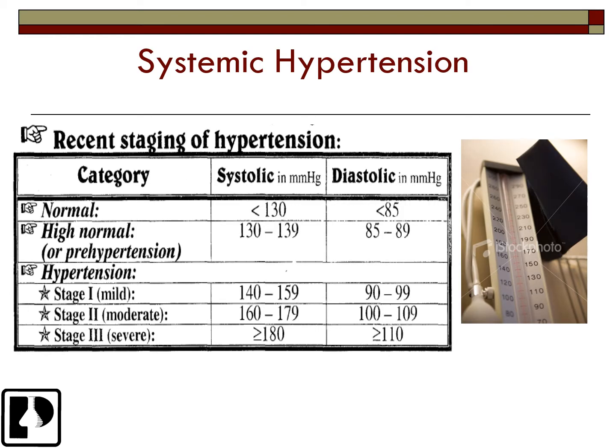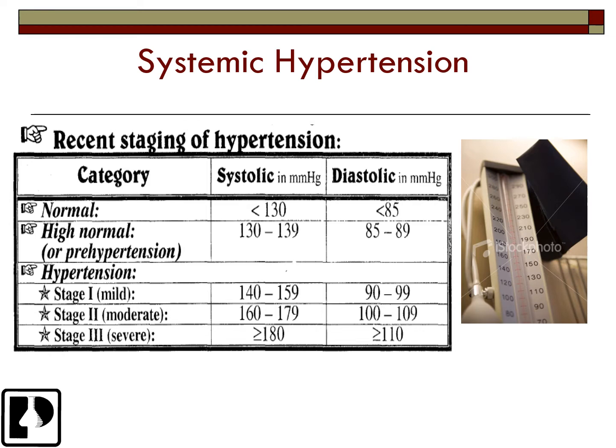Hypertension is classified into three categories: normal, high normal, and hypertension. And the hypertension is classified into three stages: stage 1, stage 2, and stage 3. Why do we classify these categories? Because the treatment and the complications will differ from one stage to another.